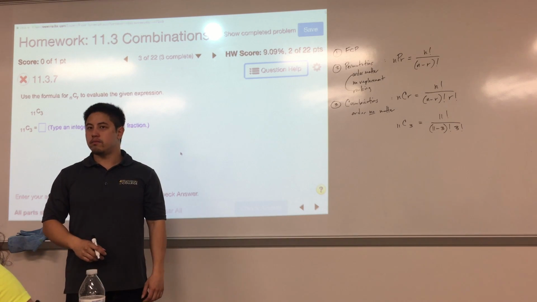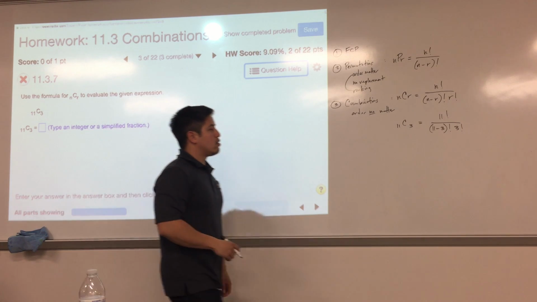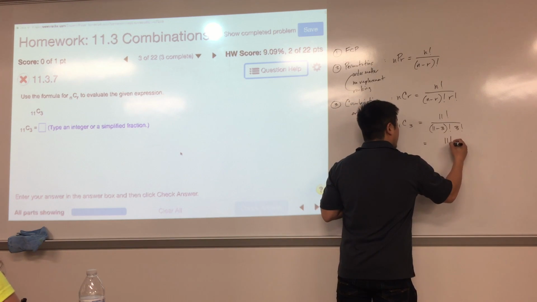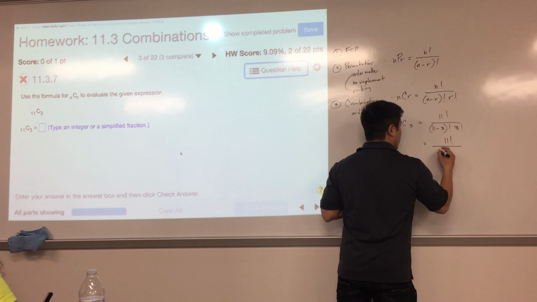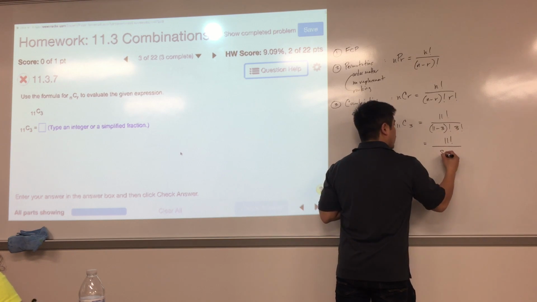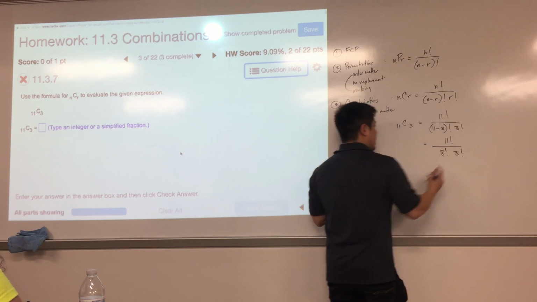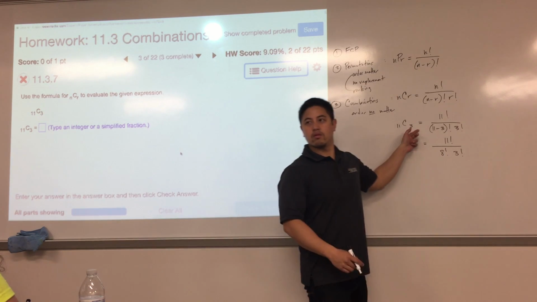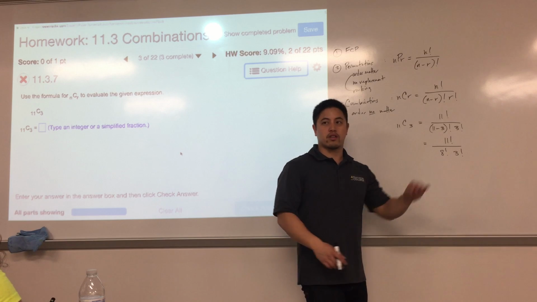Everybody see how that was done? Okay, now let's keep going. If this was your homework from yesterday or the class before, you would have done 11 factorial over 8 factorial, and then we would just add the 3 factorial. You would know that you need to subtract these two. Okay, now this is where things change just a bit.